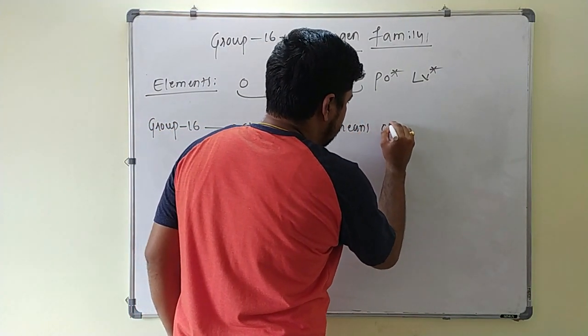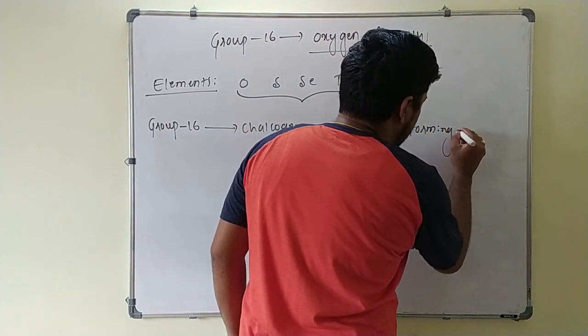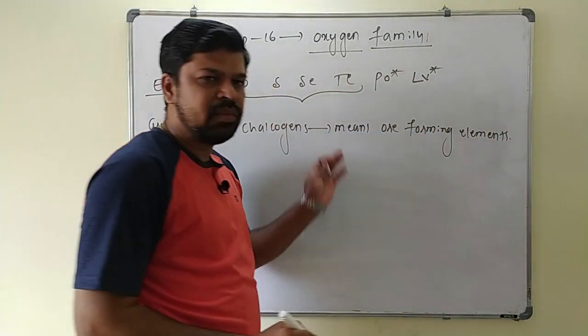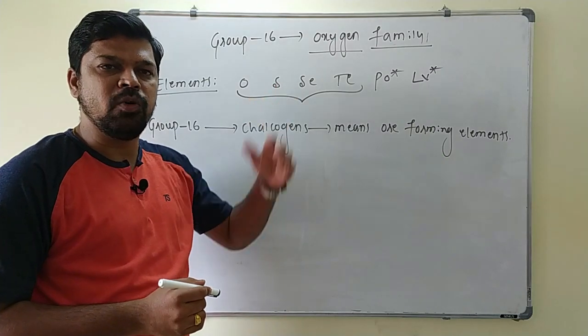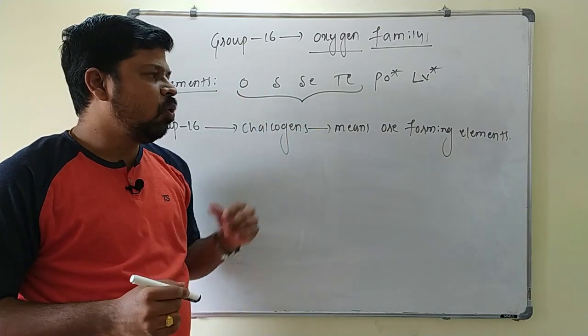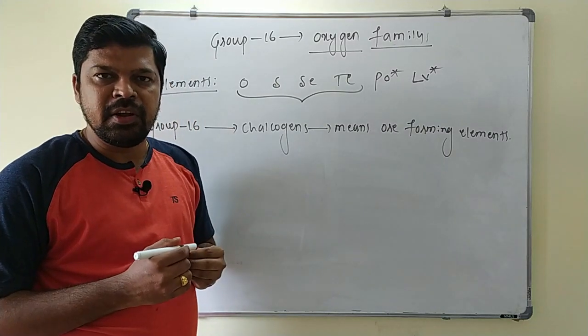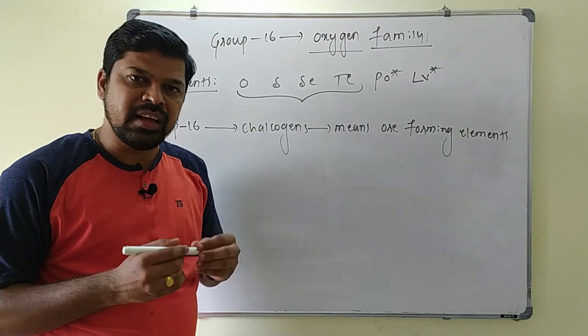Chalcogen means ore forming elements. Simply, these group 16 elements are available in most of the metal ores. That's why these are called ore forming elements. For example, already in metallurgy we know that the most reactive elements are available in nature in the combined state.